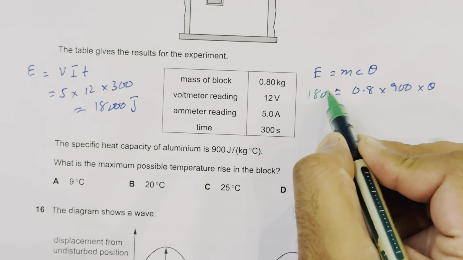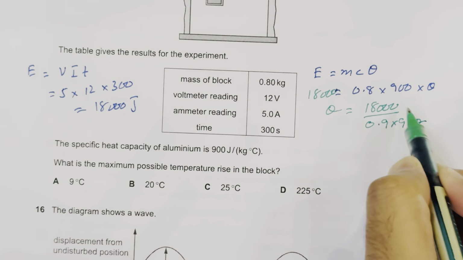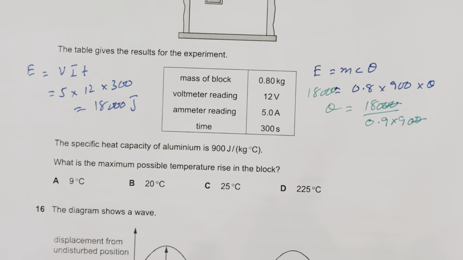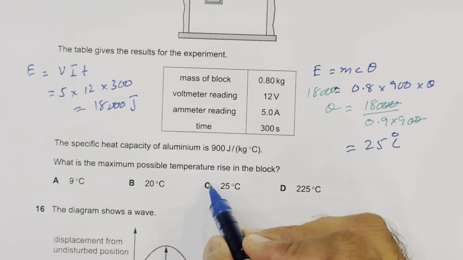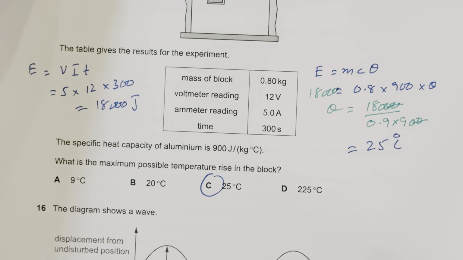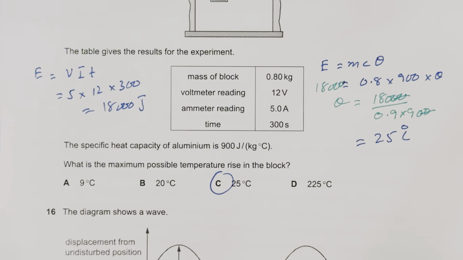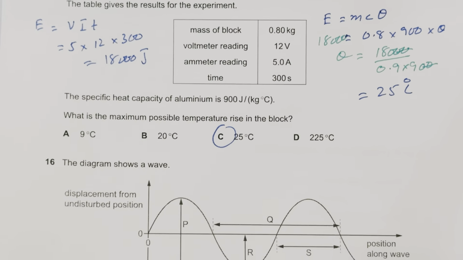We apply this: theta equals 18,000 divided by 0.8 times 900. We cancel two zeros with two zeros. Then you can solve that, and you get the value of theta, that is equal to 25 degrees Celsius. So option C is the correct option. Hopefully you understand these calculations, and you have to memorize these formulas in order to solve this question.